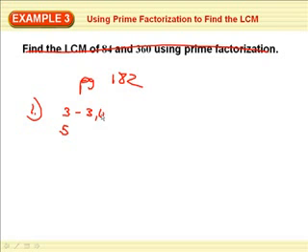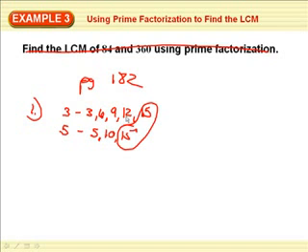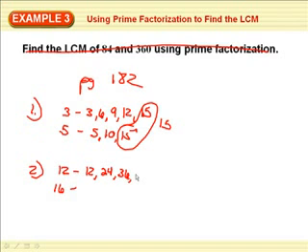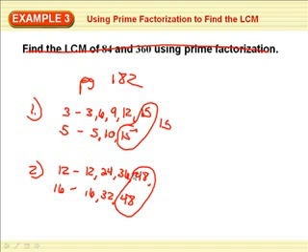So 3, 6, 9, 12, 15. And I know I can stop because 5, 10, 15, the LCM would be 15. Okay, number 2, 12 and 16. Start with the number and count by 12s. 12, 24, 36, 48. 16, 32, 48. The least common multiple is 48.